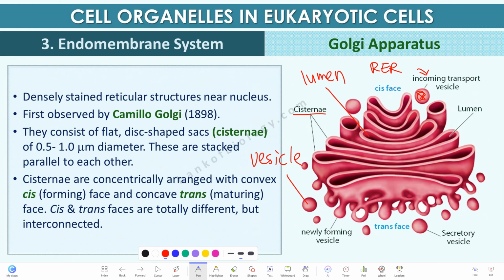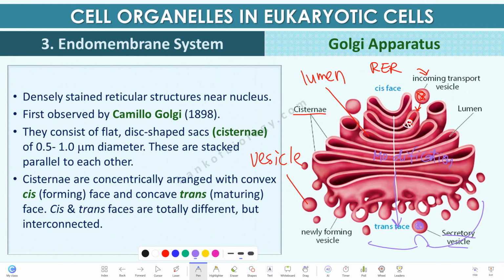And it fuses with the Golgi. Okay? It fuses with the Golgi and the protein enters here. Once the protein enters here, the protein gets modified. Protein passes through this. So modification of protein happens in Golgi. And then it gets packed here and it's released outside the cell. It's called a secretory vesicle, right? So it's a modification of protein.